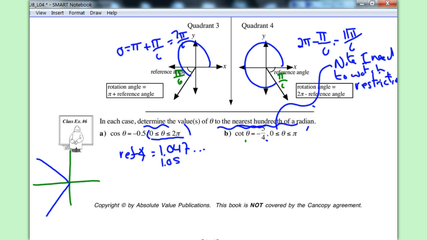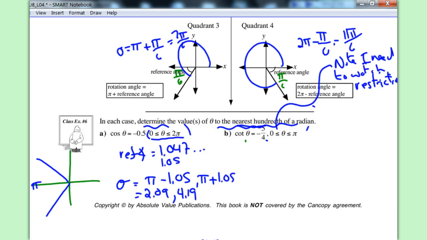1.05. Therefore, if this is pi, my one answer for theta is going to be pi minus 1.05, and my other answer is going to be pi plus 1.05. What do I get for a final answer? I get 2.09 and 4.19. All right? So that's finding it in radians, to 2 decimal places.